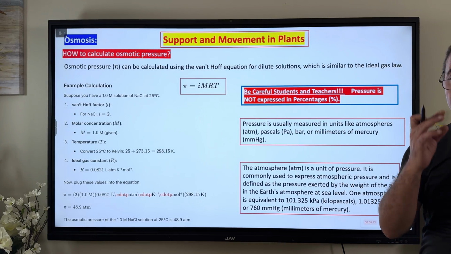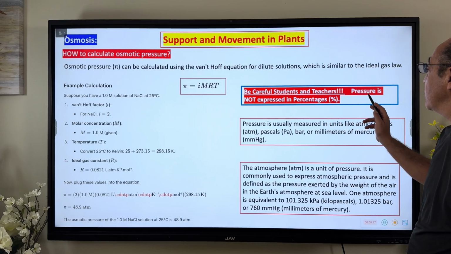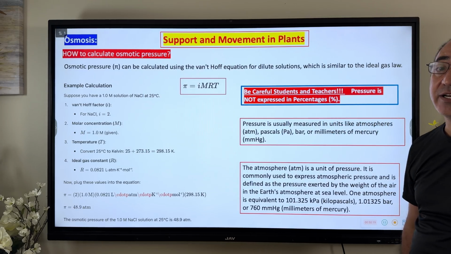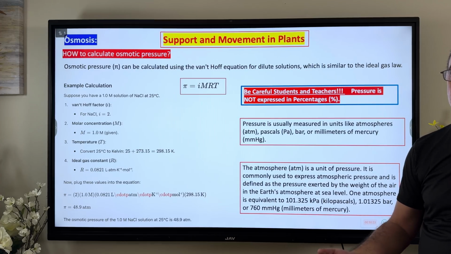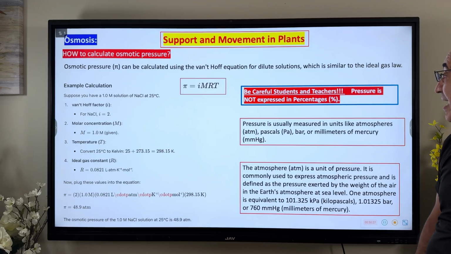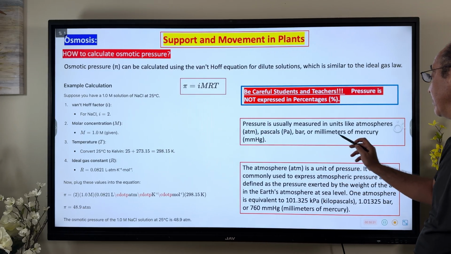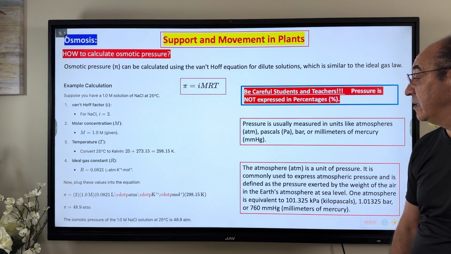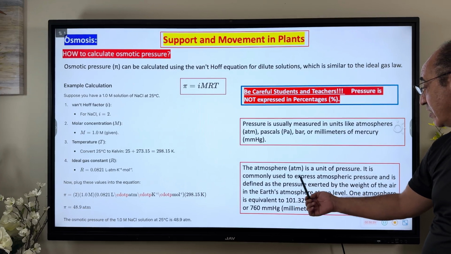When you teach your students to use a phrase, remember: pressure is not expressed in percentages. Pressure is not expressed as grams per milliliter. It's not expressed in kelvins. It's expressed in atmospheres or pascals, right? Or in bar, or in millimeters of mercury if you're talking about gas or fluid. So it's a unit of pressure. It is commonly used to express atmospheric pressure.